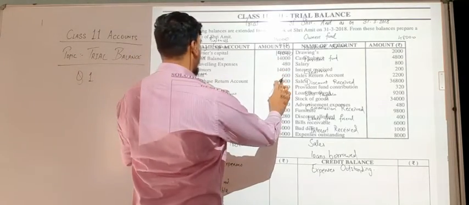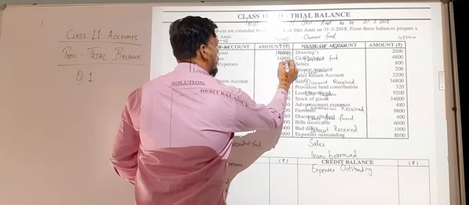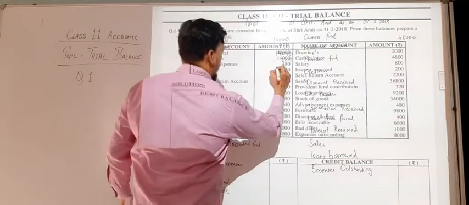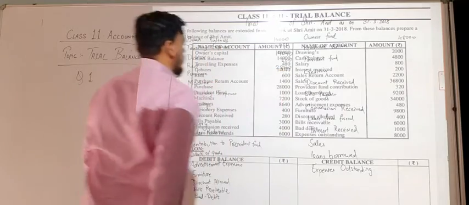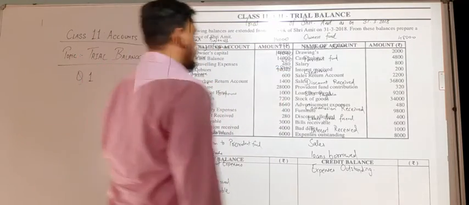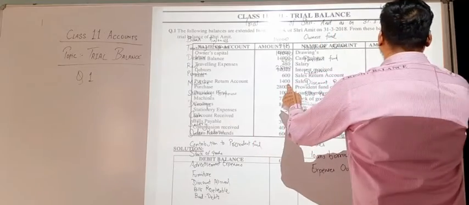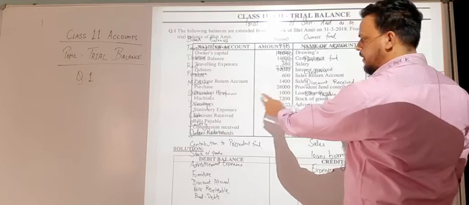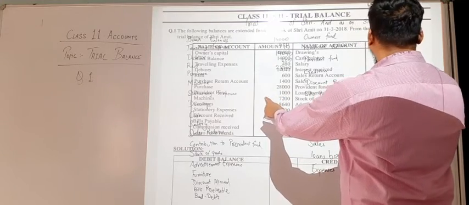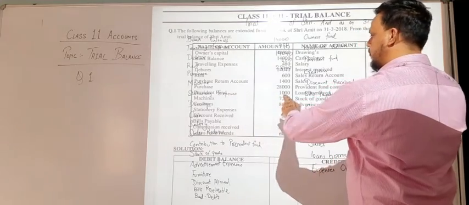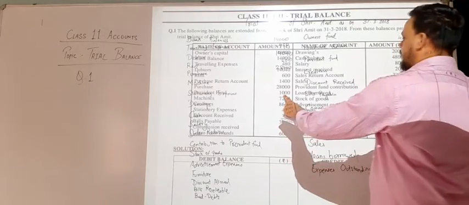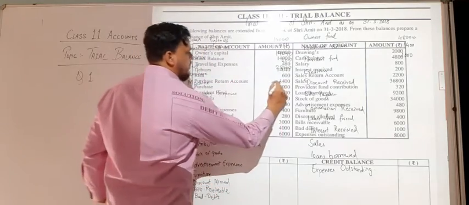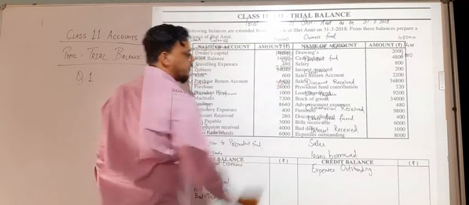Rent has been given 600. Purchase of 28,000. Purchase return has been given 1,400. Provident fund. Provident fund is also a part of credit. The provident fund is 1,000. Then machinery. Machinery is part of the debit side. I am writing 7,200 over here.